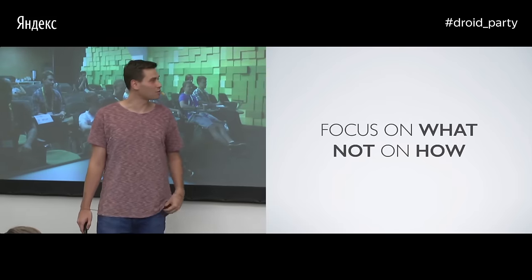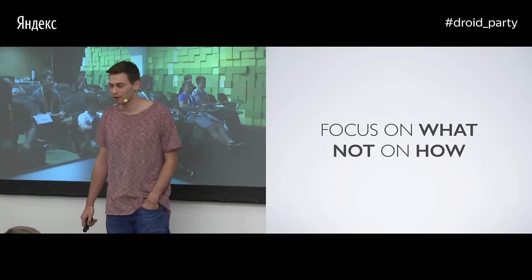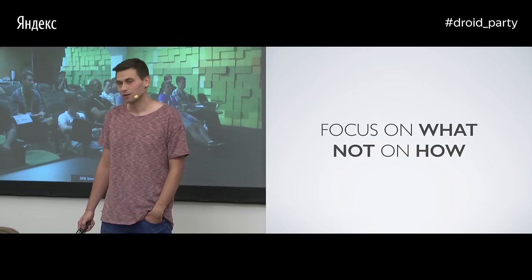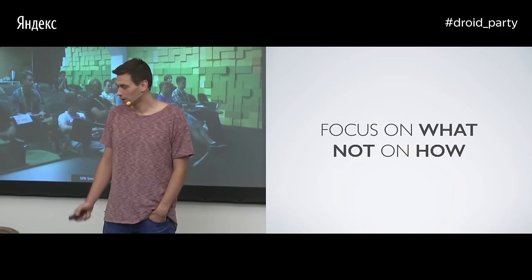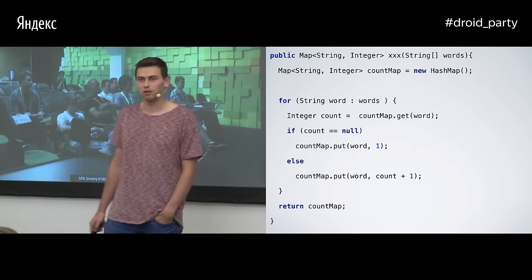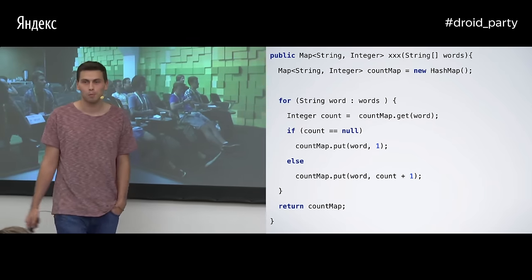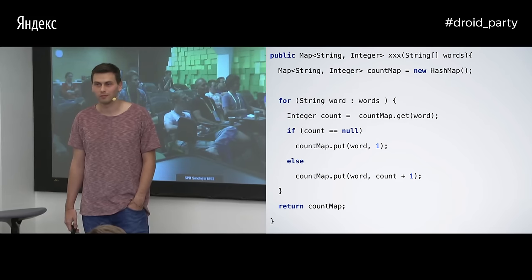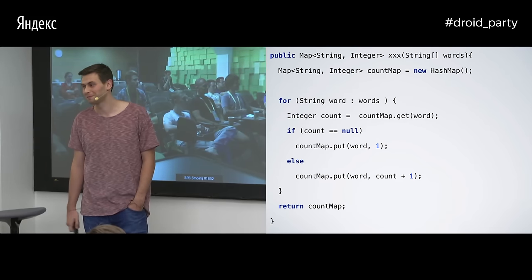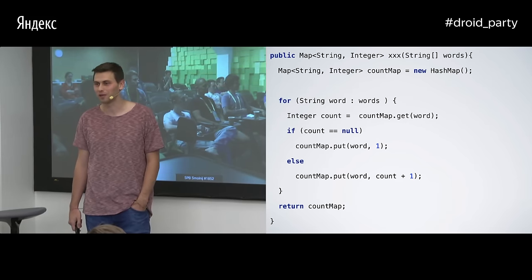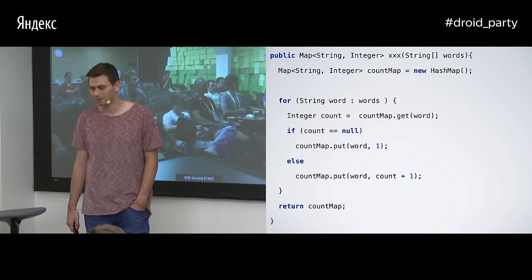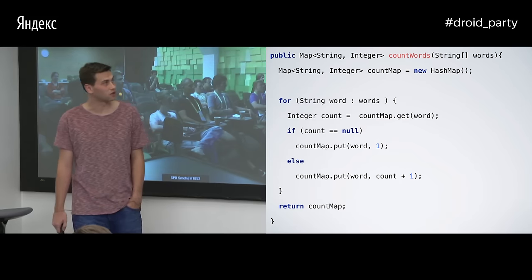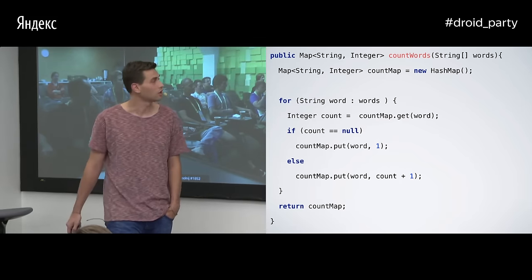So what is functional programming about? In functional programming, we focus on what and not on how. So what does that mean? Who can tell me what this code does? Oh, it took way too long. Yeah, speak out if you know it. I will repeat it also. Yeah, it's classical word count. Exactly. So this function is word count.